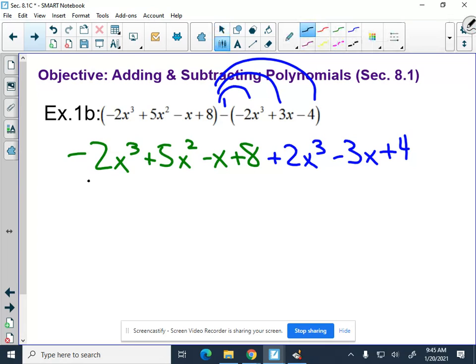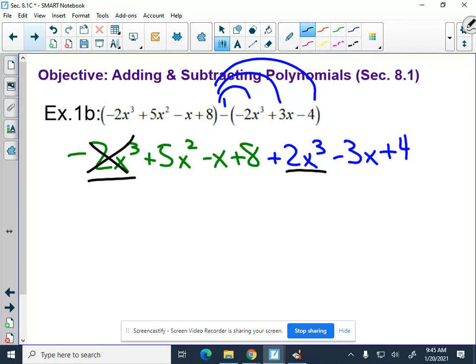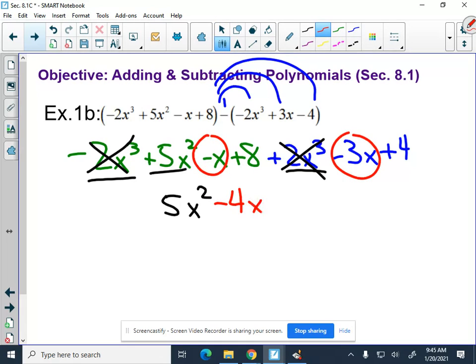So now we look for the highest power in the like terms. It just so happens -2 plus 2 becomes 0x to the 3. Now don't write this, but 0x3, 0 times anything is 0, so we wouldn't write it. The x3 is gone because those two are exactly opposite of each other and they cancel out. Now we go to the x squared and we have 5x squared. Minus x minus 3x is minus 4x. And there's only a plus 8 left. So I go plus 8.